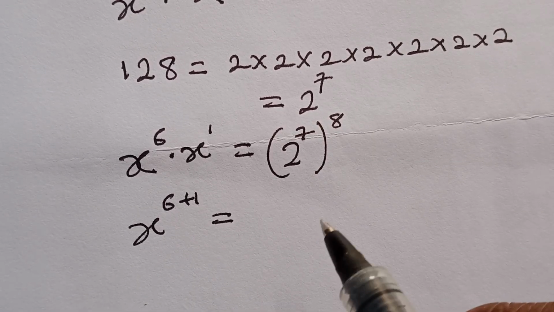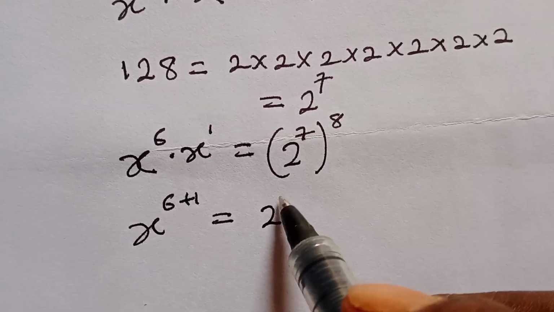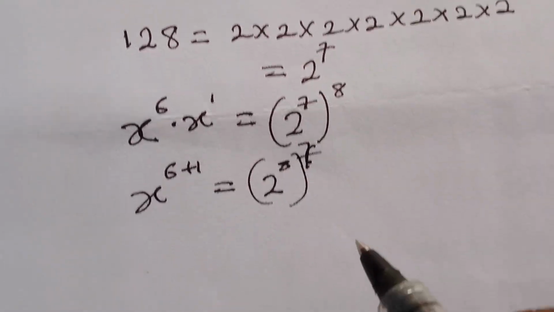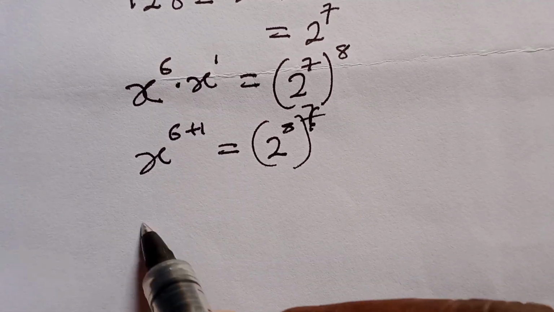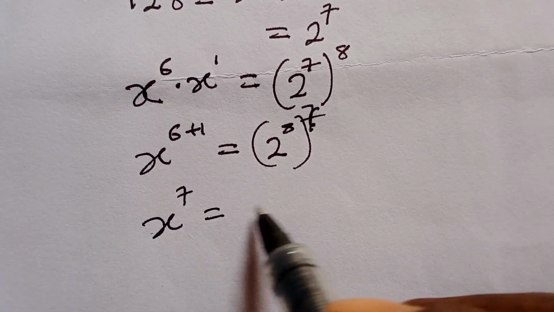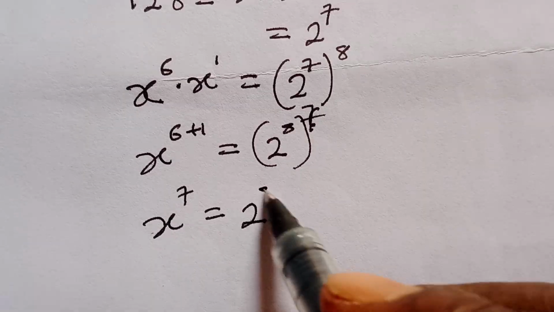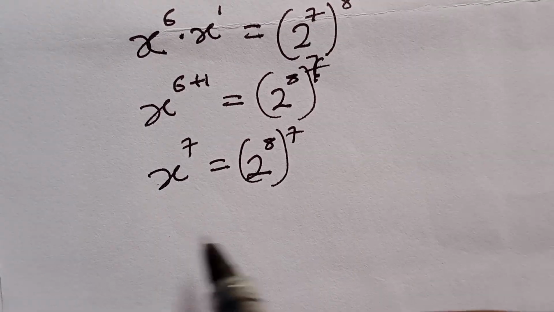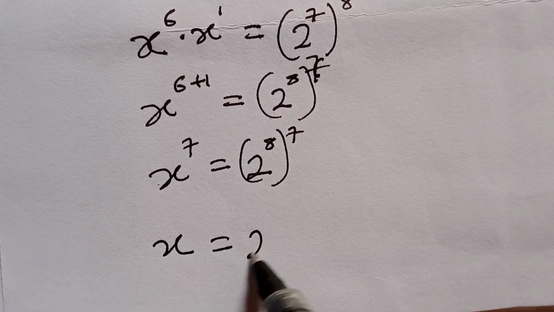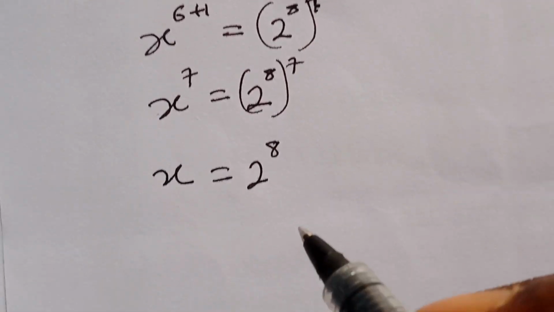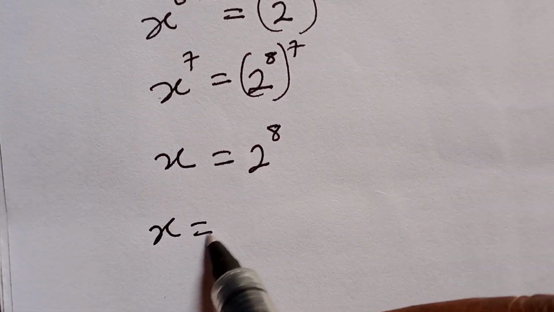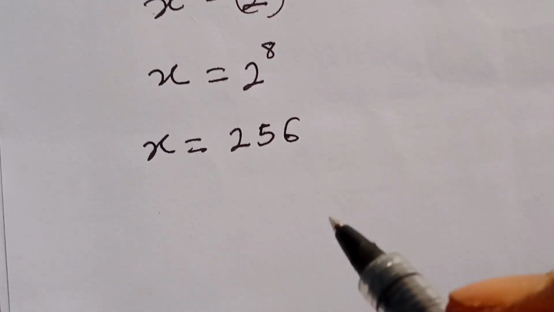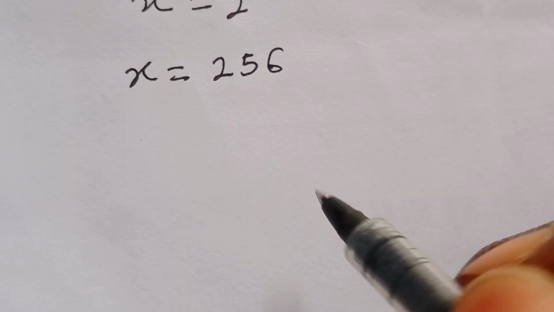So from here, we can simply interchange the powers on our right hand side. By doing this, that was why I wrote x raised to power 7 to be equal to 2 raised to power 8, everything raised to power 7. Because a raised to power b, everything in bracket raised to power c, simply means a raised to power c, everything raised to power b. Therefore, we have our x to be equal to 2 raised to power 8. And 2 raised to power 8 simply means 256.